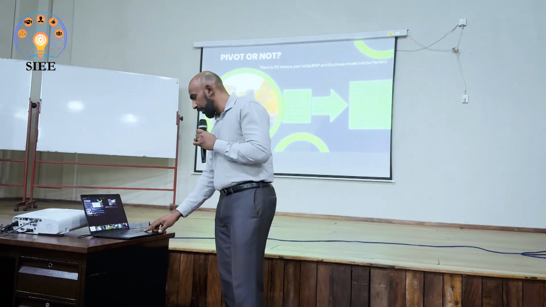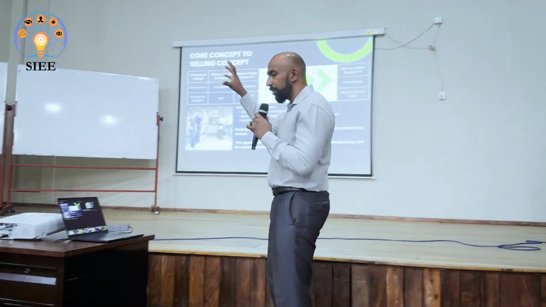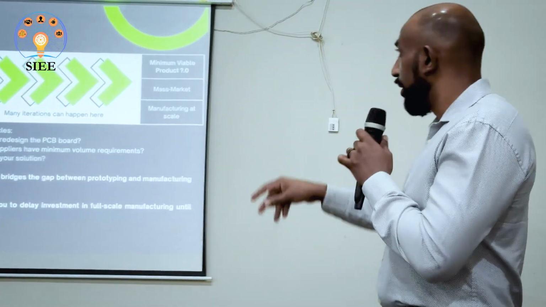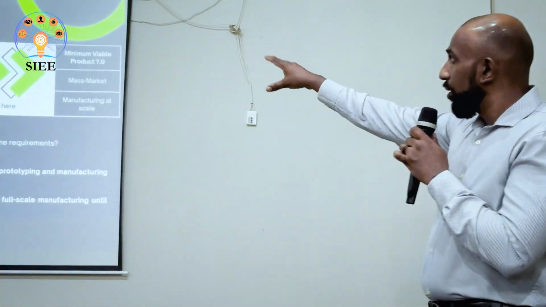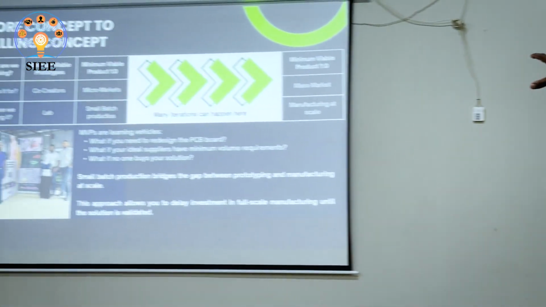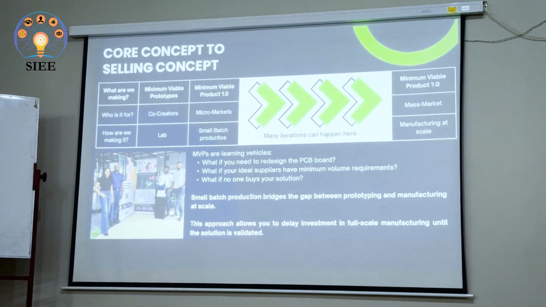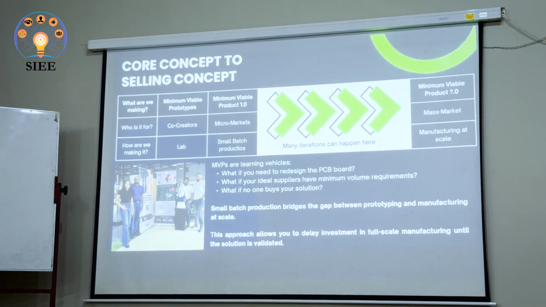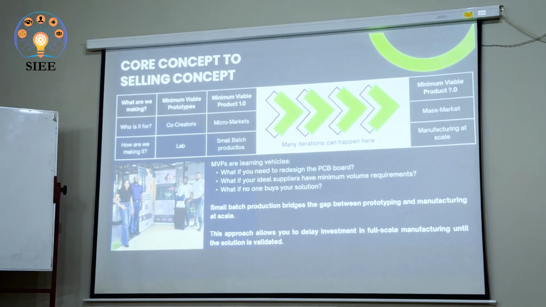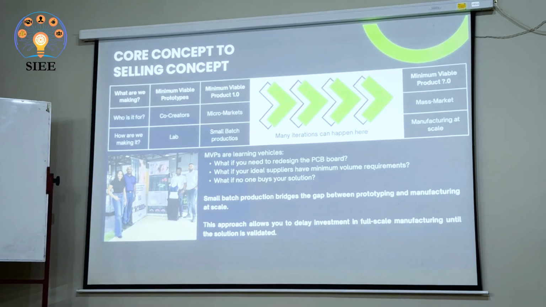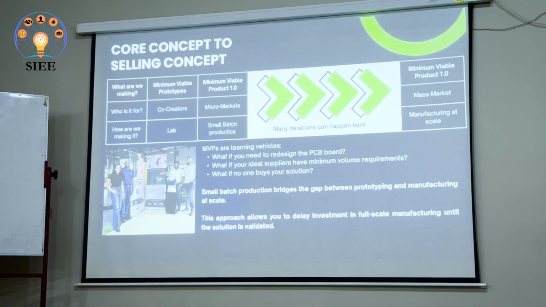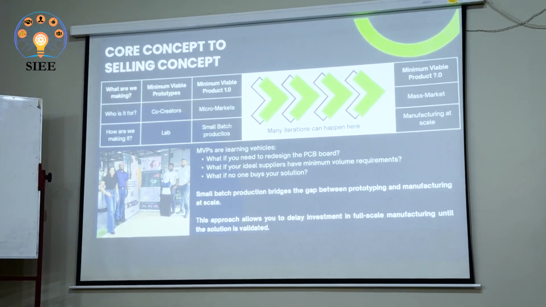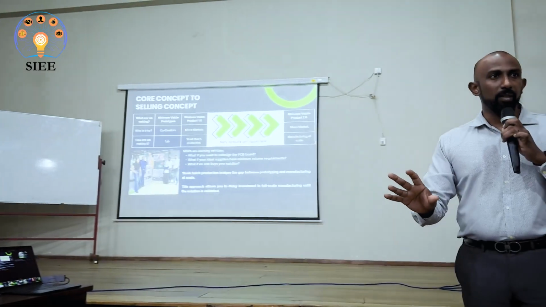So this is more like a summary. I have 2 more slides, then I'm done. If you take this table, you can look it up. What are we making? Who is it for? And how are we making it? Right? Minimal viable prototype, number 1. We are making it for co-creators. And we can make that prototype in the lab. You don't need anyone else.